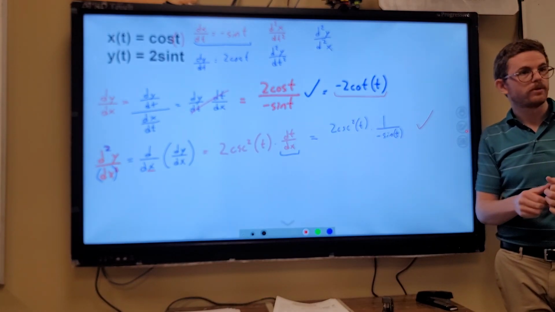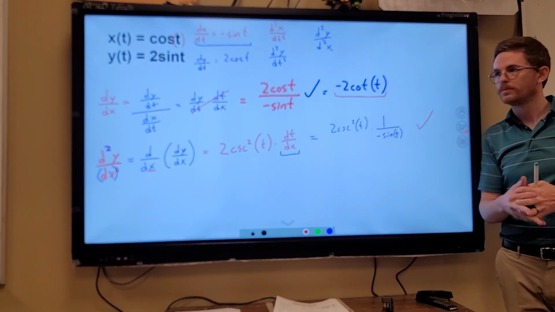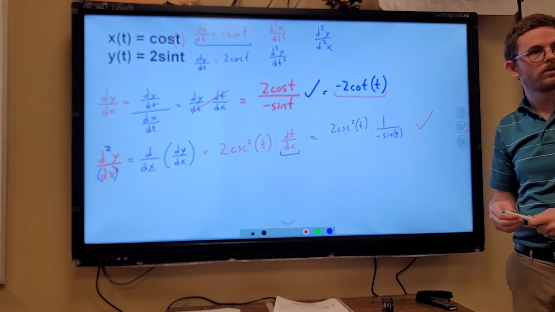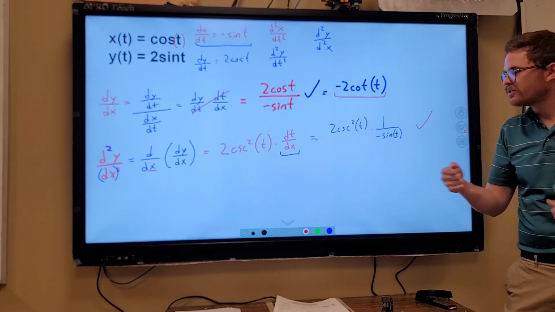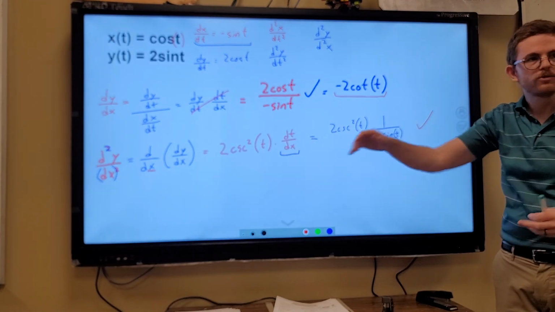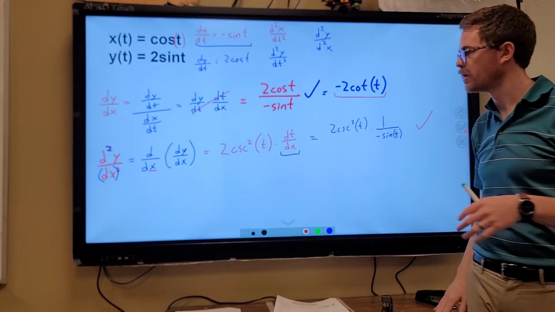Thoughts about that? Makes sense. Lots of dx's and dt's, but I think it's always given a little bit more perspective as to the notation that we've been using. I've always appreciated it because it kind of helped everything make more sense.